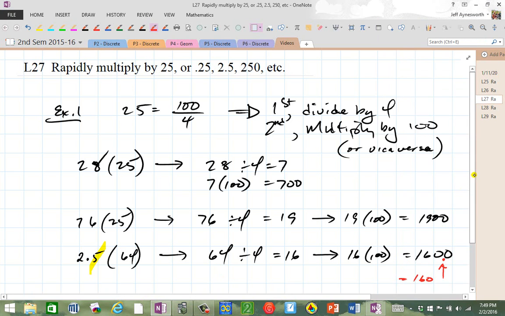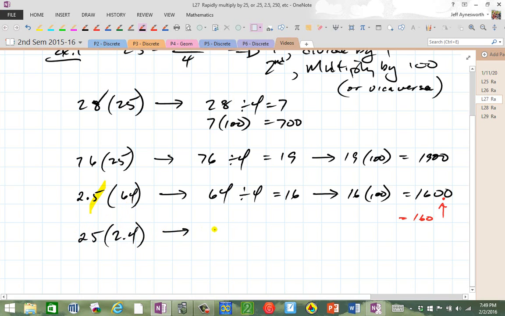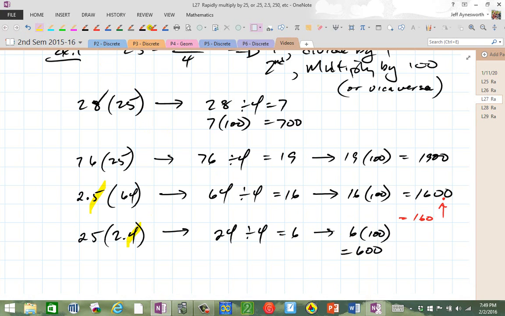So the same two steps apply. Let's try a few more here so you can get the hang of it. Even if the other number is a decimal, you can still perform it. So let's say you're taking 25 times 2.4. Actually ignore the decimal, we'll shift the decimal at the end. Take 24 divided by 4, you get 6. Take 6 times 100, obviously 600. Now, because there is one digit to the right of the decimal, you adjust it one place left. So the answer actually is 60.